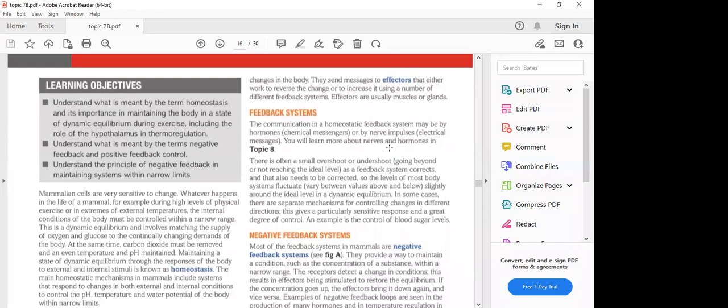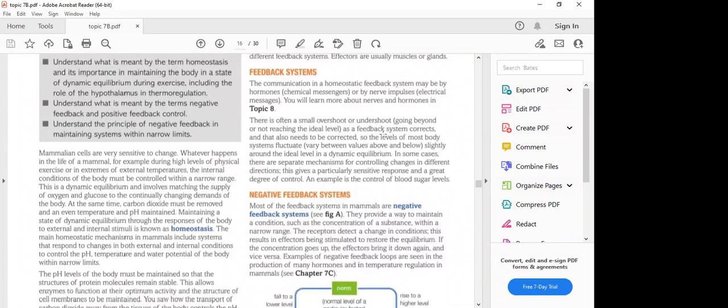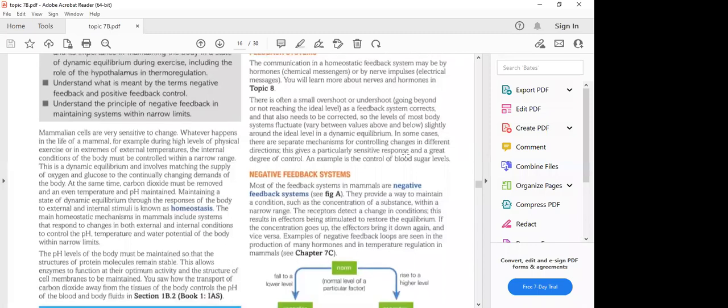The same is done in summer, when the temperature is higher outside. There is often a small overshoot or undershoot, going beyond or not reaching the ideal level, as the feedback system corrects. So the level in the body system fluctuates slightly around the ideal level of dynamic equilibrium. Sometimes it is above the equilibrium, sometimes below. When we get a fever, the temperature increases. When our body chills, the temperature reduces. But it does not go beyond our tolerable limit.